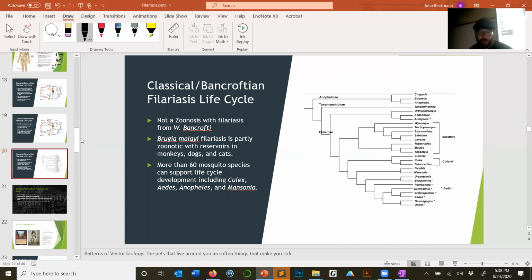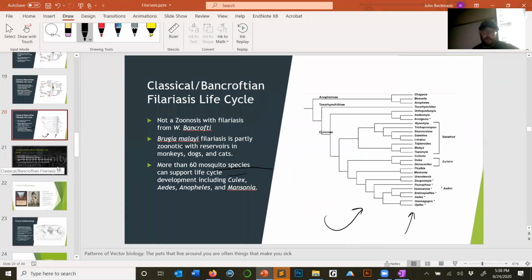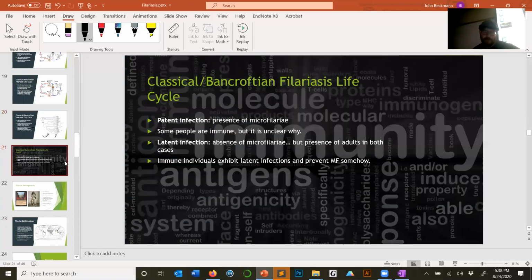There's different types of filarial worms. Many mosquitoes spread these. So this was the Mosquito Taxonomy. Many different mosquitoes in this tree spread filarial worms. So many. Anopheles spread these, Culex spread these, Aedes spread these. So these can be spread in general by many different mosquitoes. And there's two terms, this is a dumb slide, but there's two terms here you want to know, a patent infection and a latent infection.